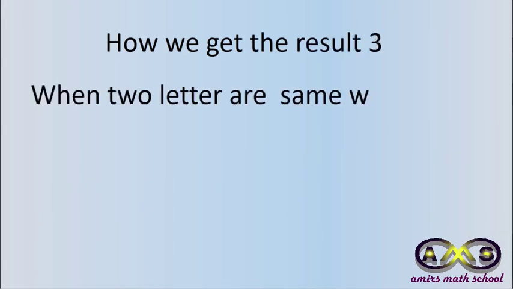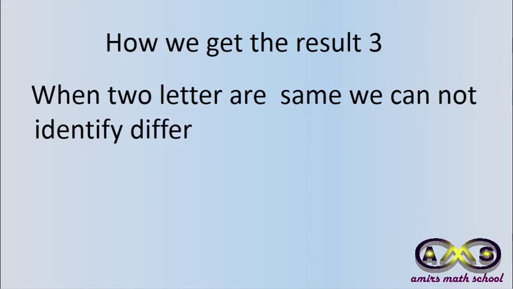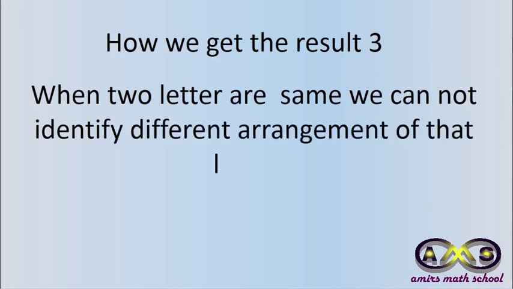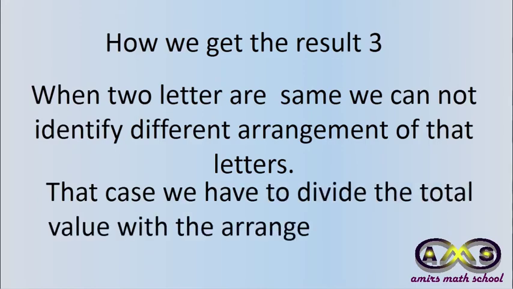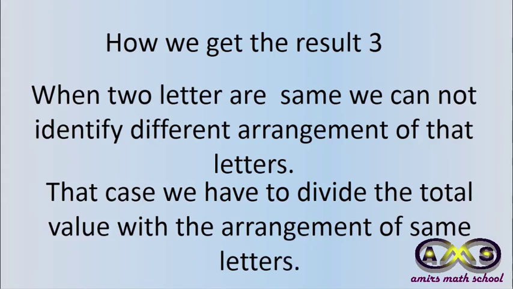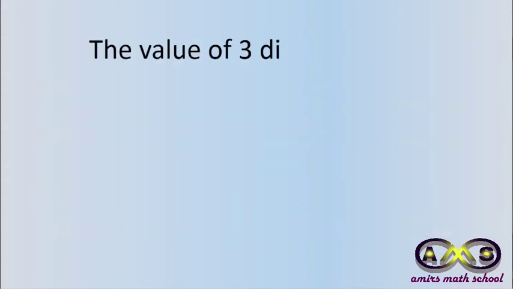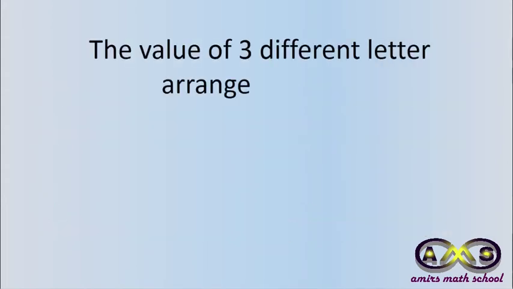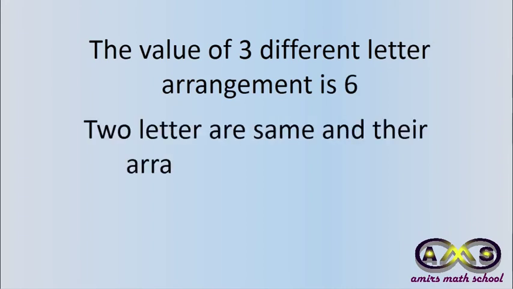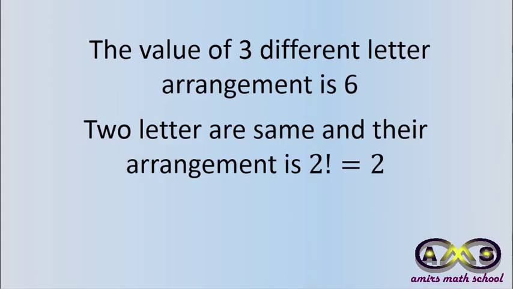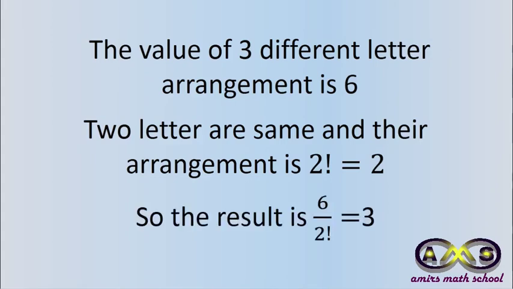When 2 letters are the same, we cannot identify different arrangements of those letters. In that case, we have to divide the total value by the arrangement of those same letters. The value of the 3 different letters' arrangement is 6. And 2 letters are the same, so their arrangement is 2 factorial, that is 2. So the result is 6 divided by 2 factorial, which is 3.